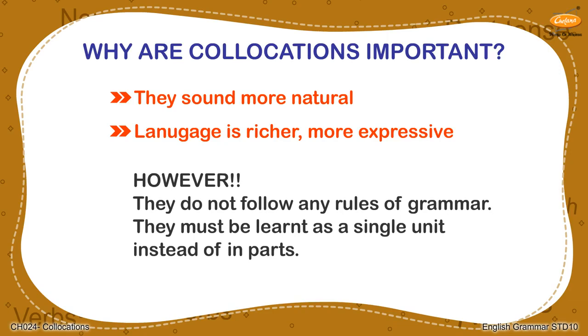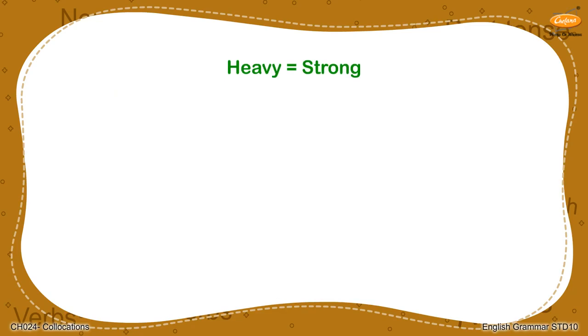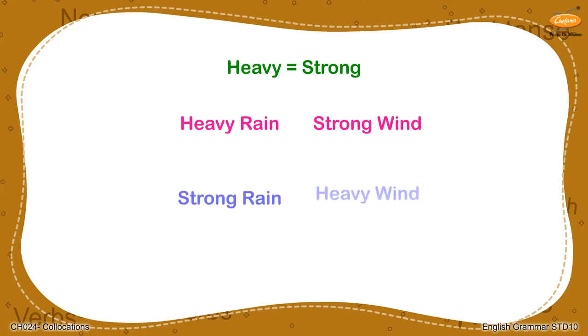However, they usually do not follow any particular grammatical structure or logic, which is why when we learn collocations, we must learn the group of words as a single unit instead of looking at what each word means individually. This is why, even though heavy and strong roughly mean the same thing, when it comes to rain and wind, we say heavy rains and strong winds, never strong rains and heavy winds. The second set doesn't sound natural at all.